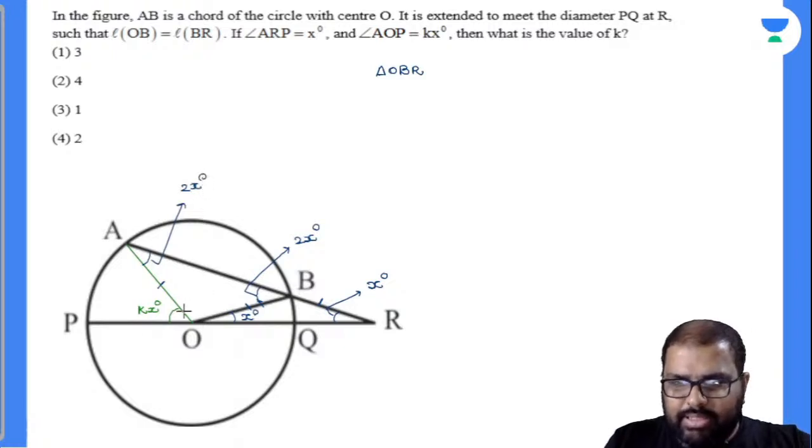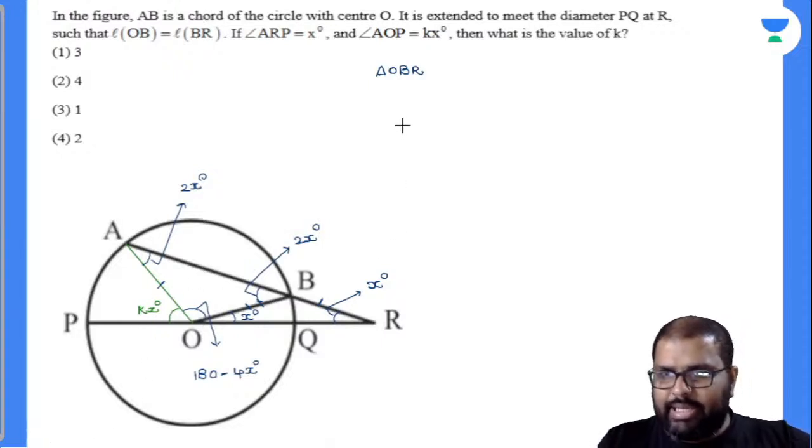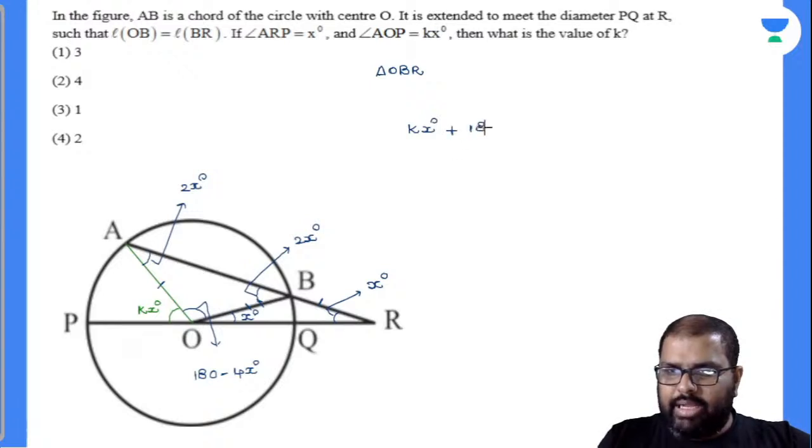Now, how much will be this? This will be 180 minus 2x degrees. Am I right or wrong? Because sum of the angles of a triangle must be 180, minus 4x degrees, right? I hope you got my point there. Now, combinedly, sum of the adjacent angles will be kx degrees plus 180 minus 4x degrees plus x degrees, which is equal to 180 degrees. Hope you got my point there.